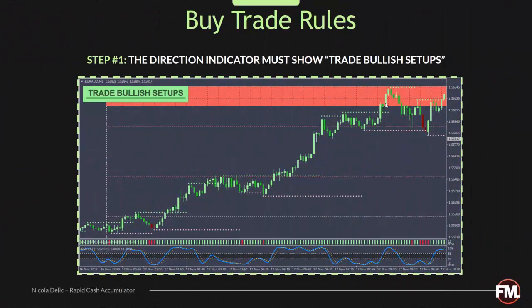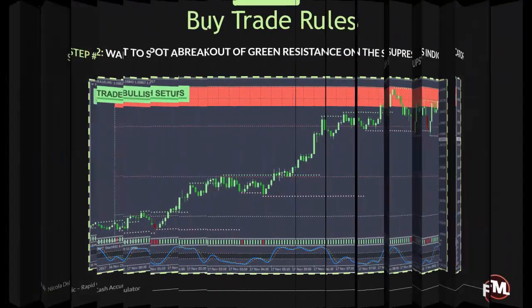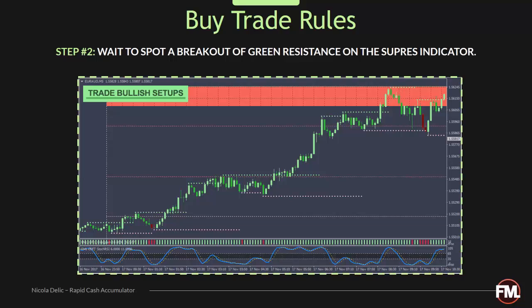For a buy trade, the first thing is that the direction indicator must show trade bullish setups, like we have here on the chart. So you're always going to trade in the direction of the trend. So that's the first thing you need to do. Step 2 is to wait to spot a breakout of the green resistance on the support resistance indicator. So this is where that breakout happened on the chart. So that's what you want to see.